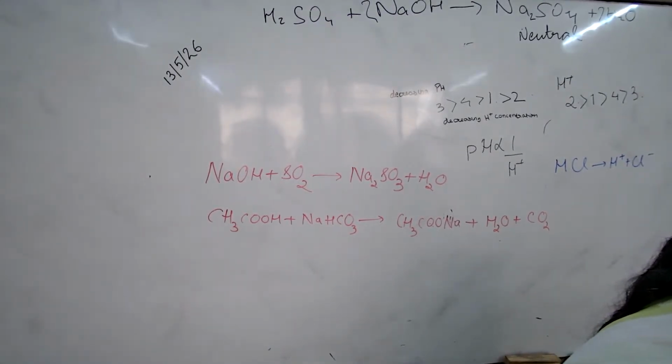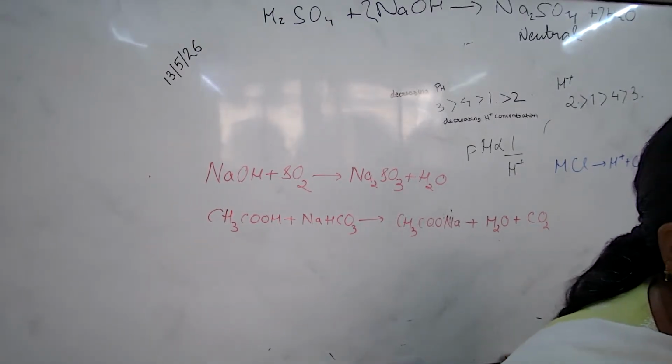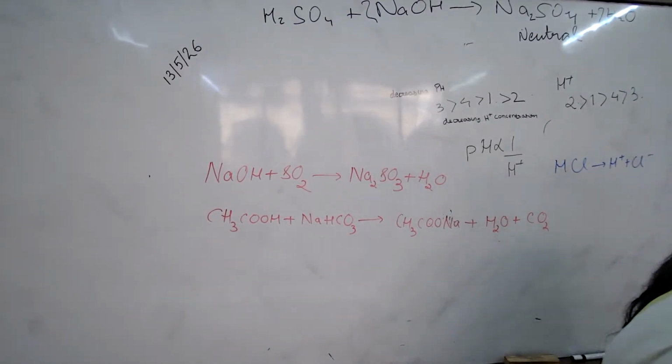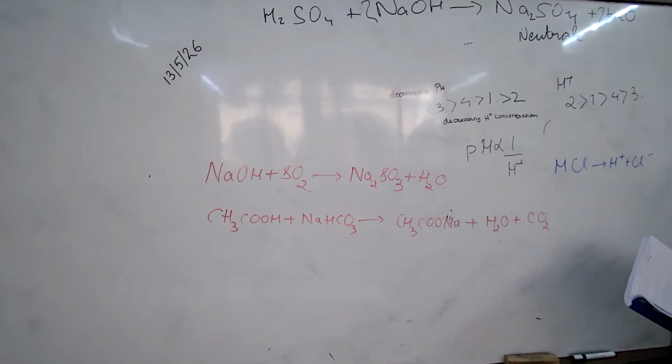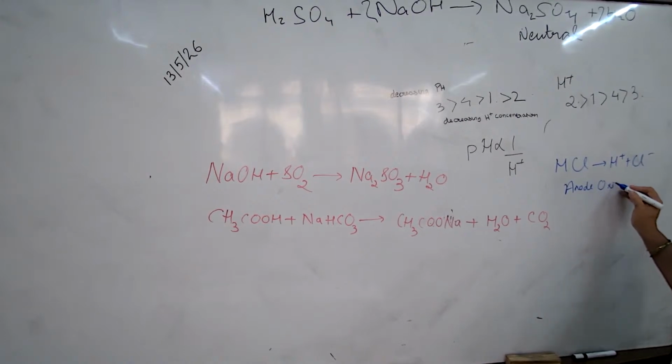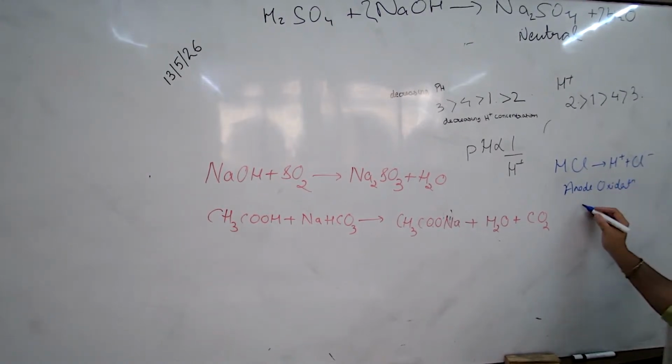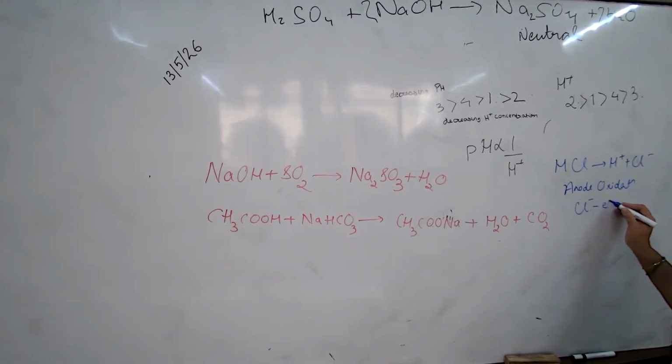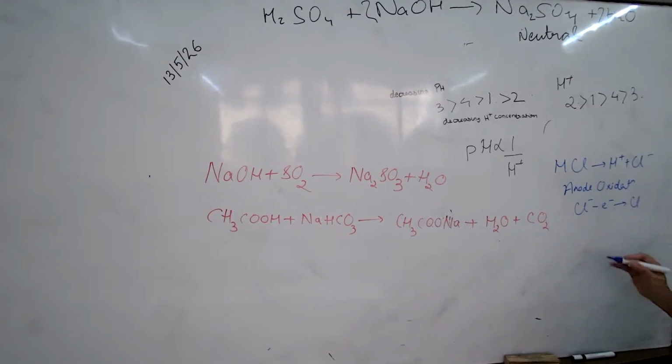What product is liberated at cathode when electric current is passed through an aqueous acid solution? At cathode we will get... anode पे होगा oxidation. Oxidation is loss of electrons. And at cathode we will get hydrogen gas.